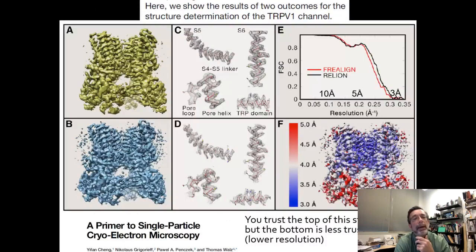Very cool. So here's what you're going to be able to look at for the data. For example, this is a channel protein that was found with cryo-EM. It's hard to find channel proteins with crystallization. It can be done, but it's hard. It's easier if you don't have to crystallize them. And so, for example, this was the TRPV1 channel.